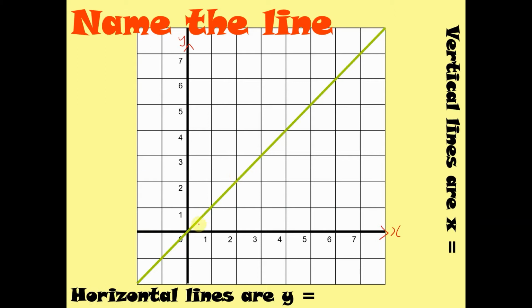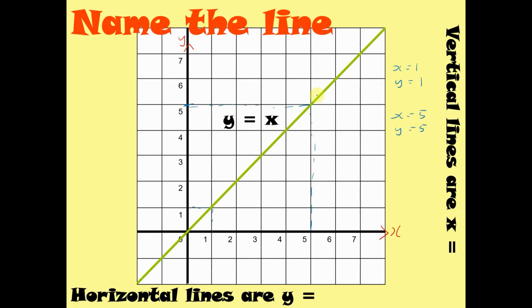This line is called y is equal to x. Why is it called y is equal to x? Basically it's very simple. Let me explain why. When x is 1, if we draw these lines here, when x is equal to 1, y is equal to 1 as well, as you can see here. When x is equal to 5, y is equal to 5.